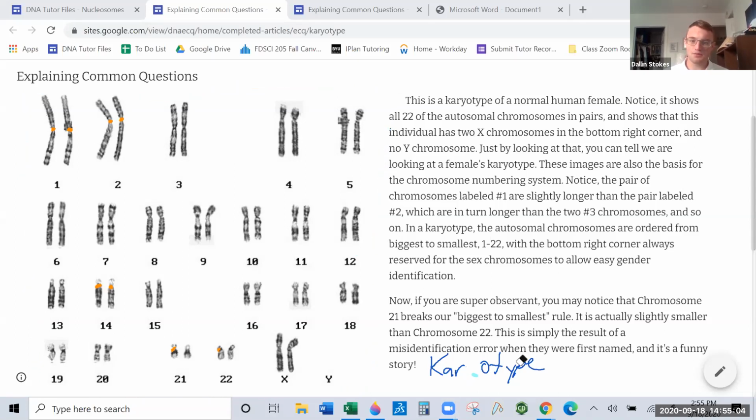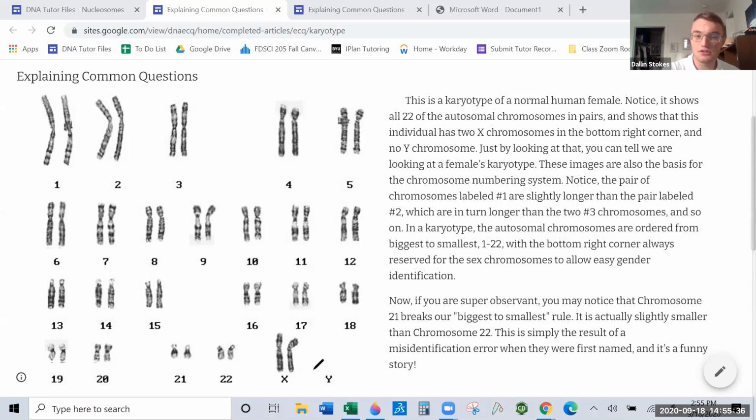The first one is it can tell you the gender of the individual that we took the karyotype from. Because down here at the bottom, these sex chromosomes help determine whether you're a male or a female. If you get 2 copies of the X chromosome, like this individual, you're a female. And if you get 1 copy of the X chromosome and 1 copy of the Y chromosome, you're a male.